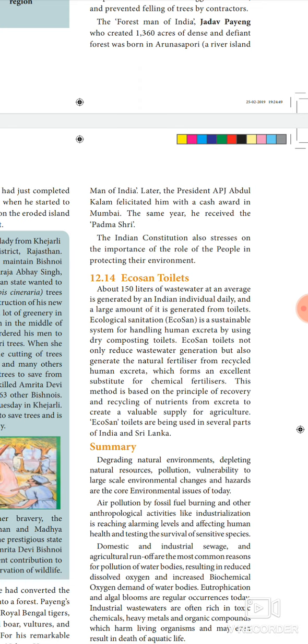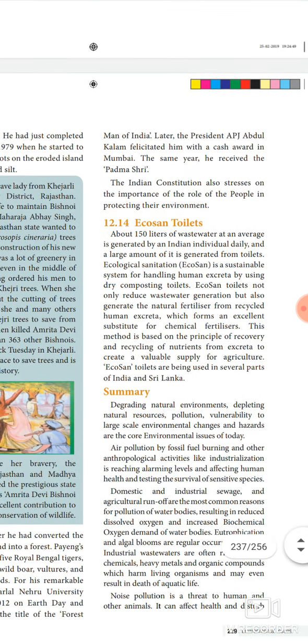This type of toilet is also very helpful for agriculture, because here the human excreta is converted into fertilizer, natural fertilizer. It is recycled, and this human excreta is converted into natural fertilizer. So it is very helpful for the environment. It is still used in India and Sri Lanka. Many parts of India and Sri Lanka use this kind of Ecosan toilet.